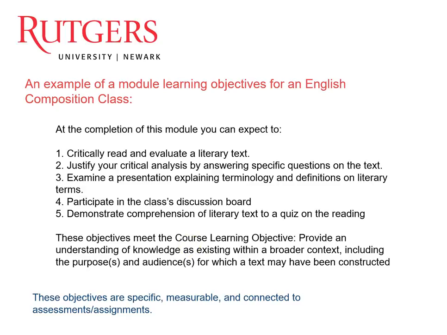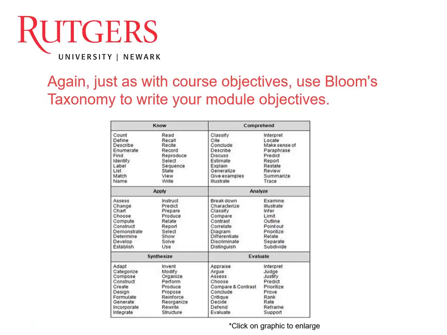In this example, this course learning objective, provide an understanding of knowledge as existing in a broader context, including the purposes and audiences for which a text may have been constructed. So you see that larger course objective is now very much broken down into this module learning objective. Of course, this was more attainable for the student than that entire course learning objective.